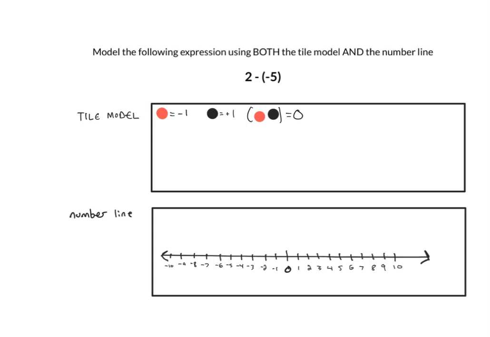All right, here we are again. We have 2 minus -5. So again, if there's nothing in front of the 2, then that means it's positive. So we have 2 positives, and then we are subtracting 5 negatives.